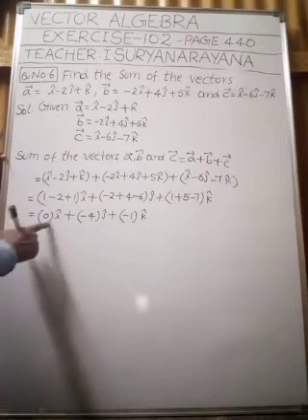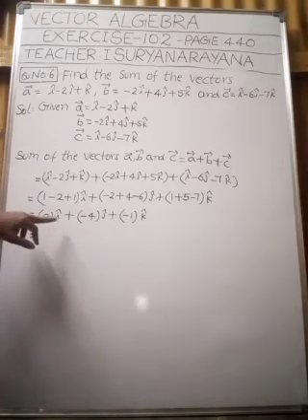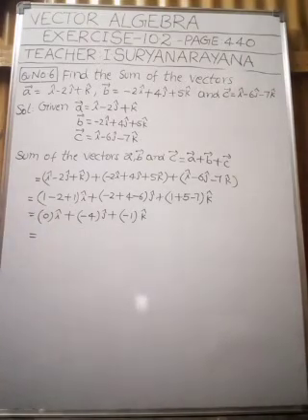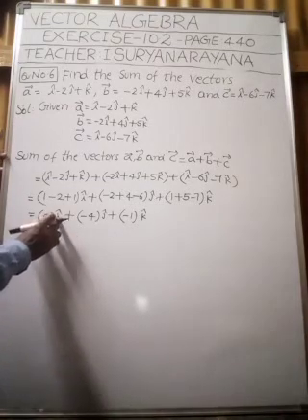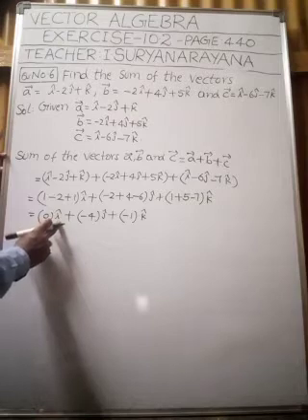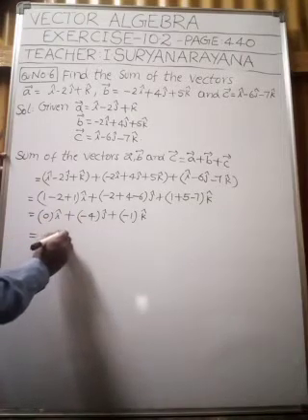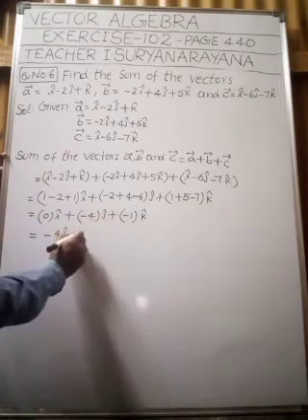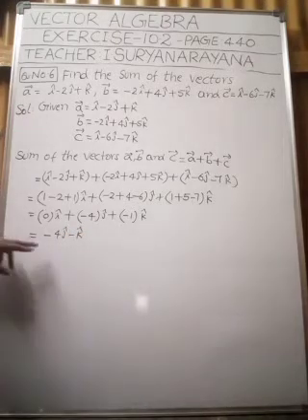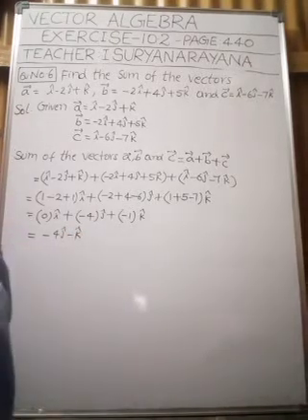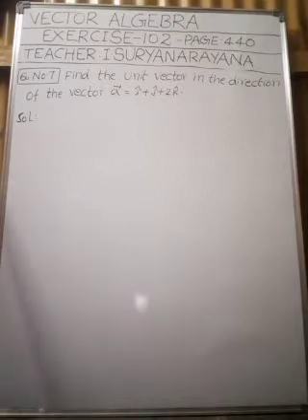Right. Here there is no need to write this term because 0 into i cap gives the 0 vector. Yes or no, my children? Right. So we don't write this first term. Leave this first term; no need to write. The answer is minus 4j cap minus k cap. Understood, my children? Right. Now come to the next question.